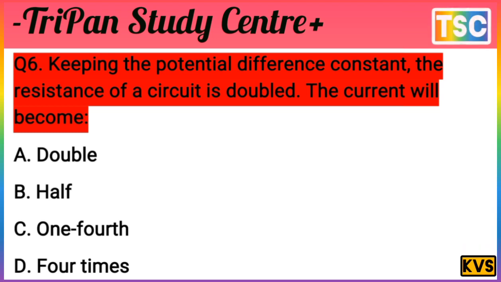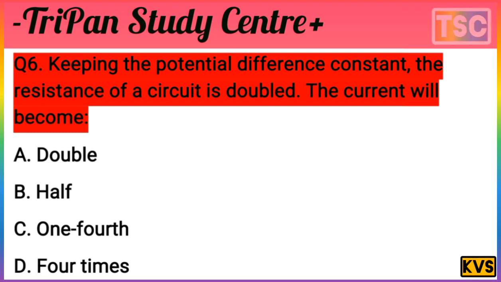That's important here. But first of all, give your answer to this question and write the right answer in your notebook. I give you a few seconds. You must have a thought of your answer. Let's see the answer to this question. Keeping the potential difference constant, the resistance of the circuit is doubled. The current will become.